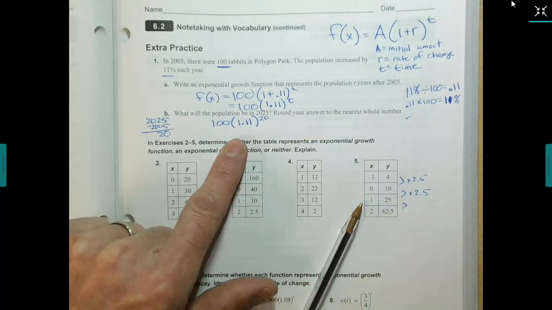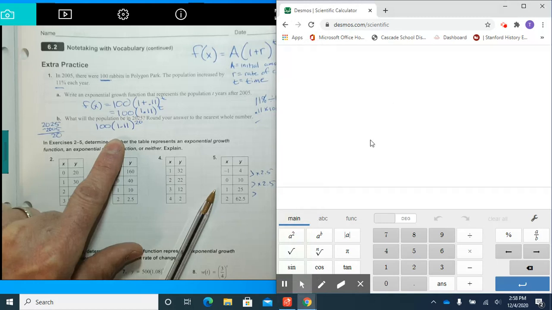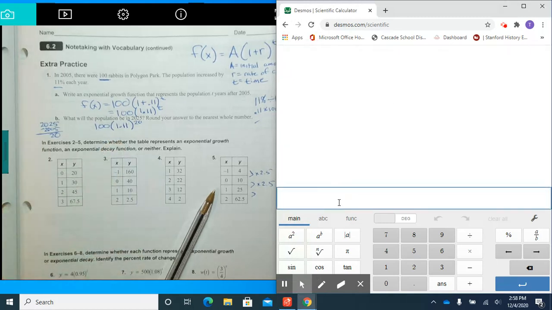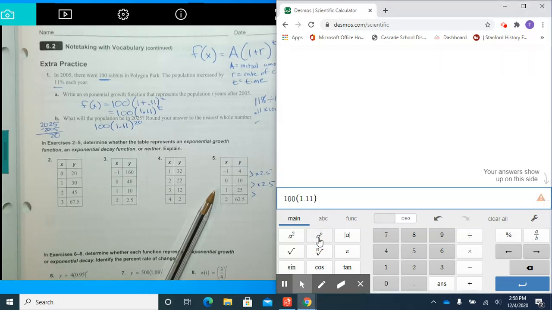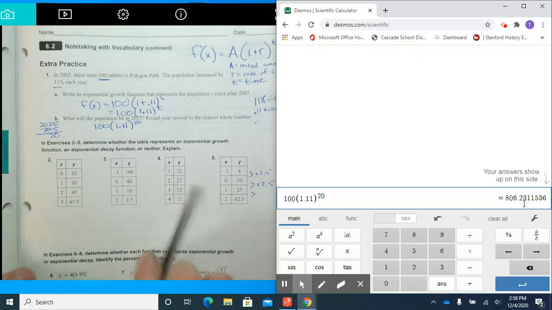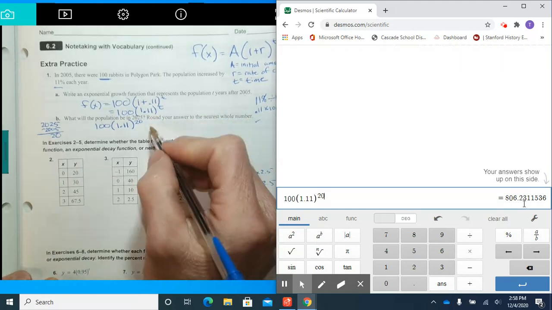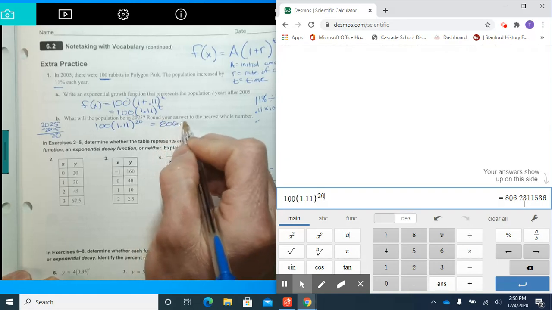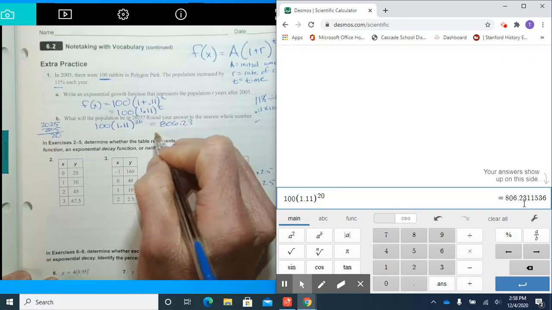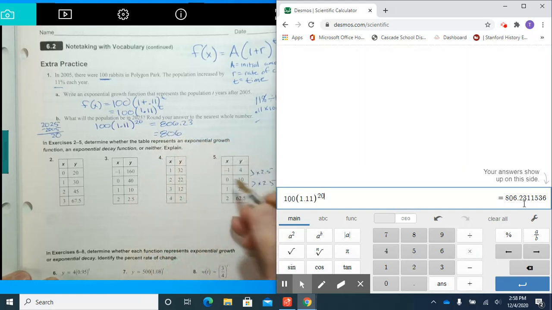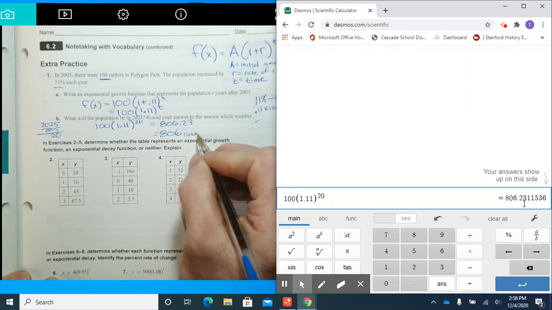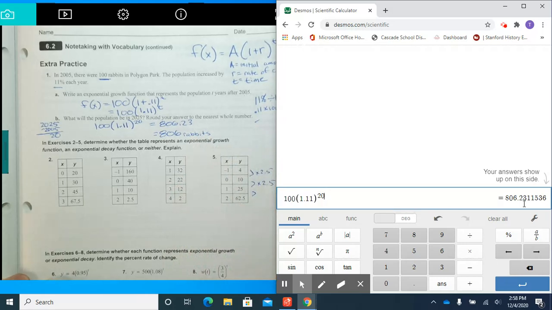So I'm going to put this equation into my scientific calculator here. 100 times 1.11 to the 20th power. And I get 806.23. Round to the nearest whole number. So I have a population of 806 rabbits. Yikes. Too many rabbits.